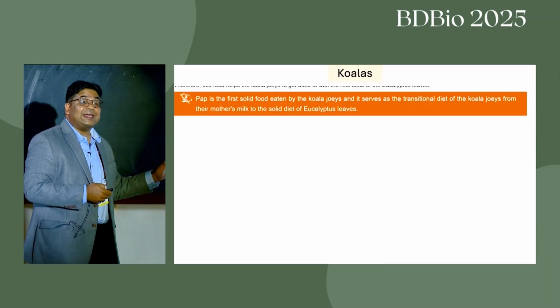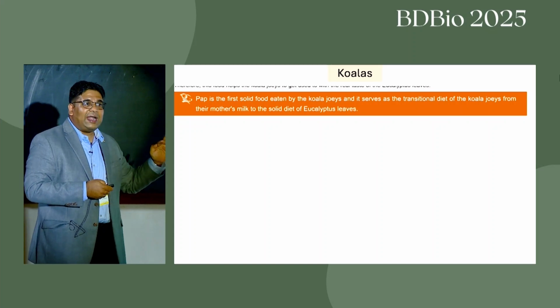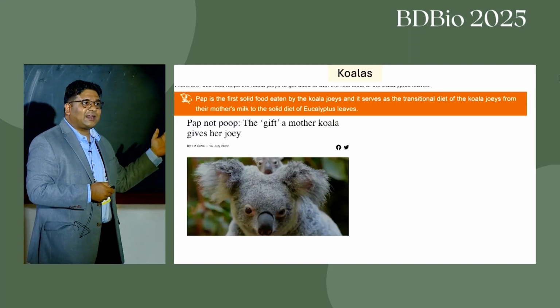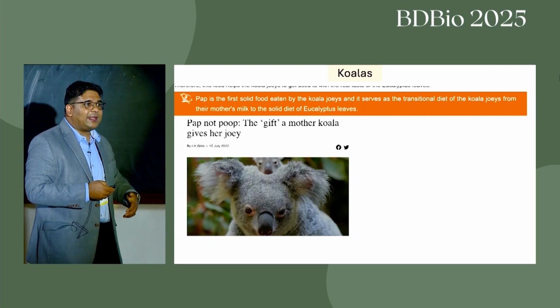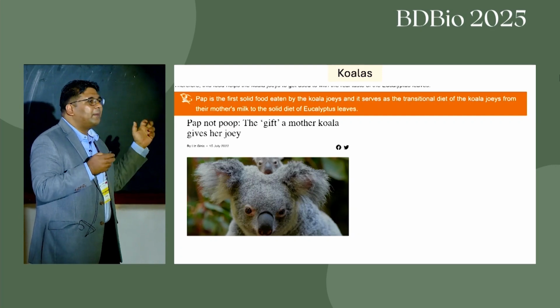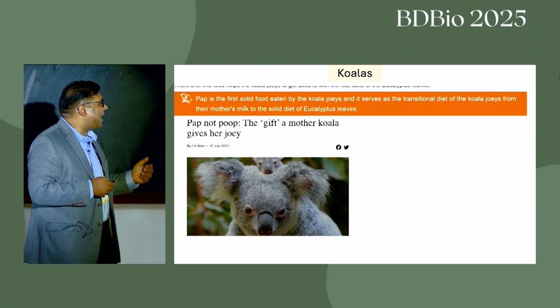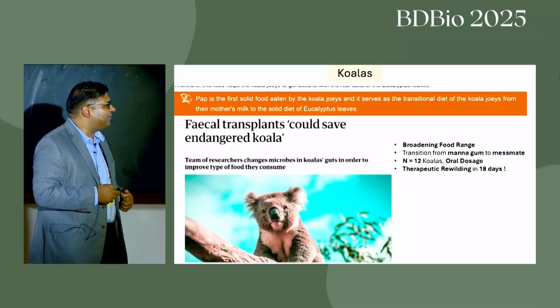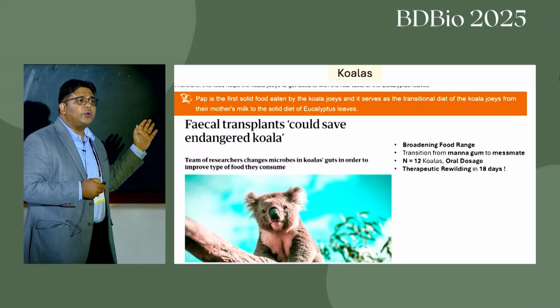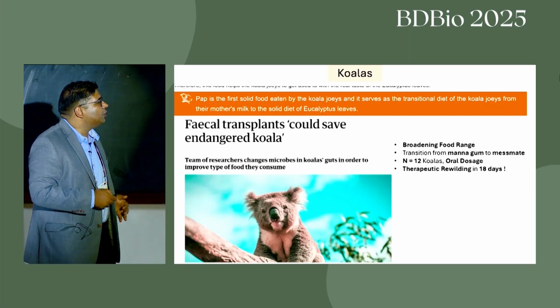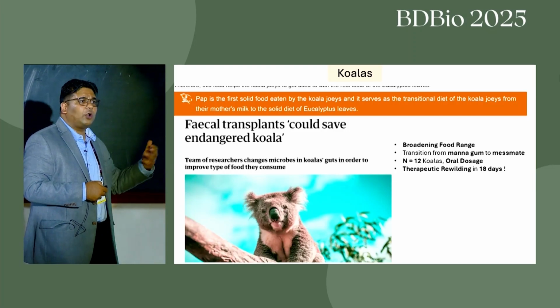Not just humans, it is used extensively in wildlife too. So koala bears is a classic example. They are not born with microbes. They eat the first poop, or what they call pap, to get the microbes to digest the vegetation. And yes, people are doing stool transplant in koalas, to broaden their food range, like rewilding.